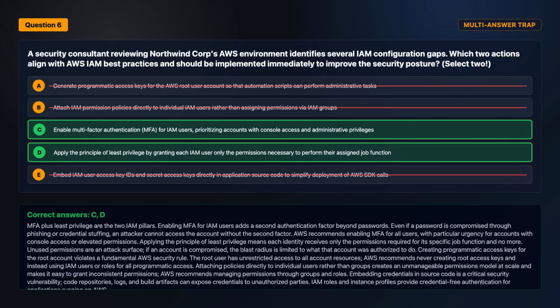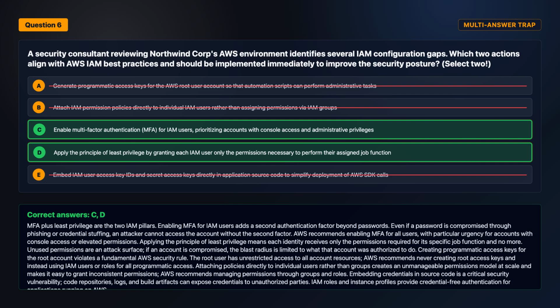The correct answers are option C and option D. MFA plus least privilege are the 2 IAM pillars. Enabling MFA for IAM users adds a second authentication factor beyond passwords. Even if a password is compromised through phishing or credential stuffing, an attacker cannot access the account without the second factor. AWS recommends enabling MFA for all users, with particular urgency for accounts with console access or elevated permissions.